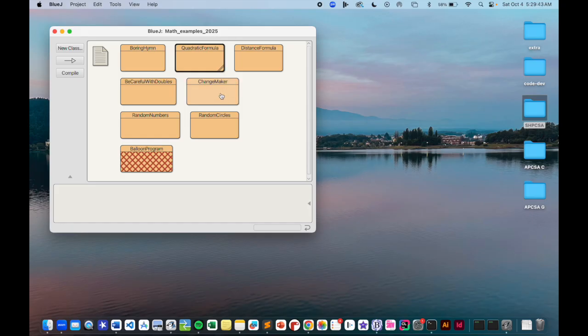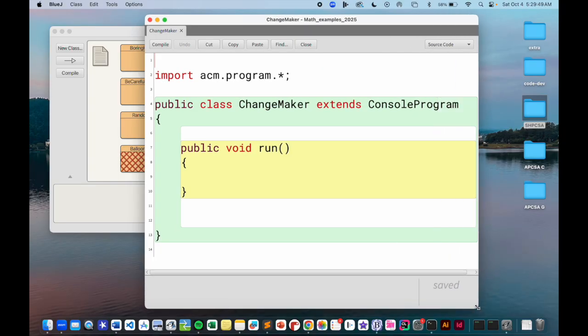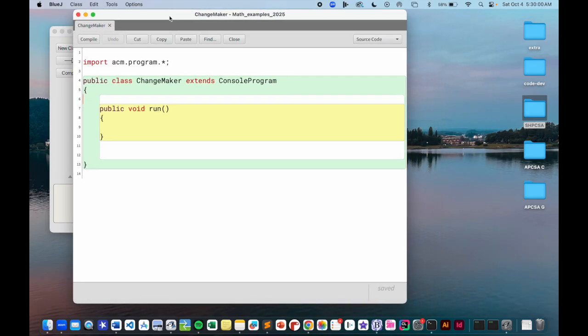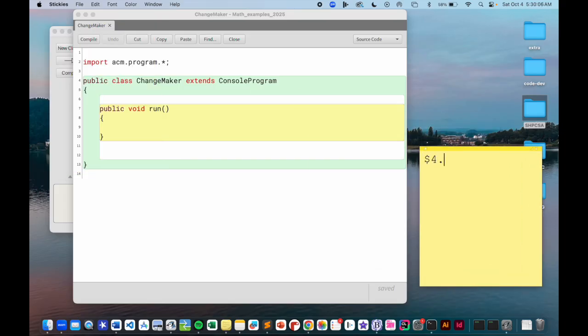Let's open up this program called ChangeMaker. This isn't ChangeMaker like you're a mover and shaker of the industry. This is ChangeMaker like you're working the cash register at McDonald's and you're trying to give somebody change for some item that they bought. So just as an example, let's say that somebody bought something that was $4.19 and you paid with a $10 bill. How much change would you actually give them for this? It should be, I believe, $5.81.